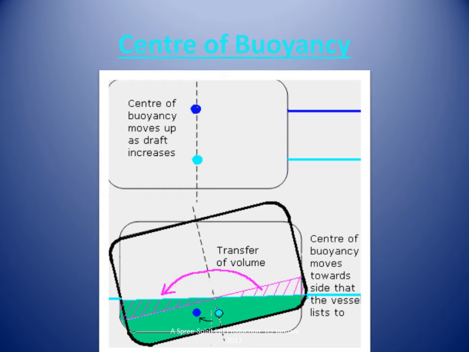The center of buoyancy moves to the new center of the underwater hull, shown as the navy blue dot. In the bottom part of the diagram, we see the ship upright and heeled over. When the ship is upright, the center of buoyancy is at the light blue dot. When the ship is heeled over, the underwater hull becomes the portion colored green and the center of buoyancy moves to the center of the green portion and is shown as the navy blue dot.